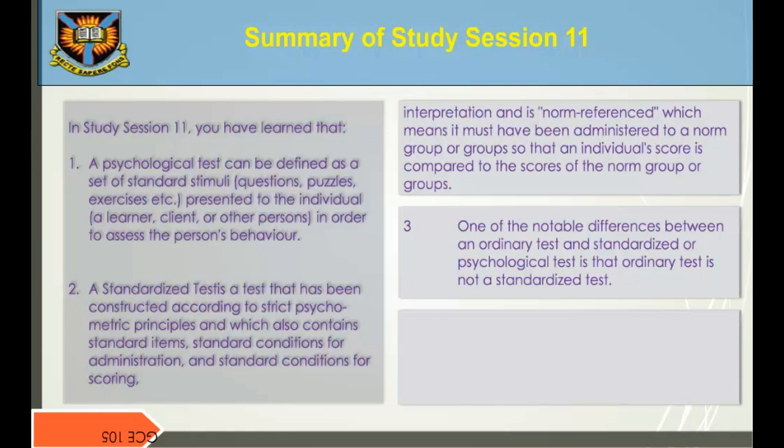2. A standardized test is a test that has been constructed according to strict psychometric principles and which also contains standard items, standard conditions for administration, and standard conditions for scoring, interpretation, and is norm-referenced, which means it must have been administered to a norm group or groups so that an individual score is compared to the scores of the norm group or groups.